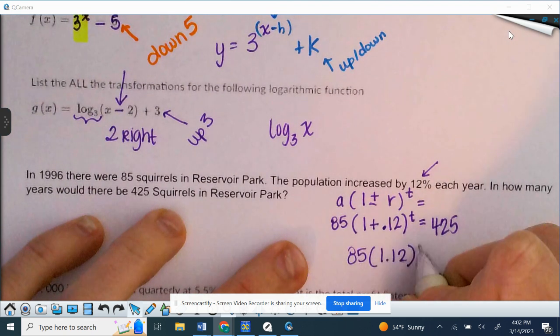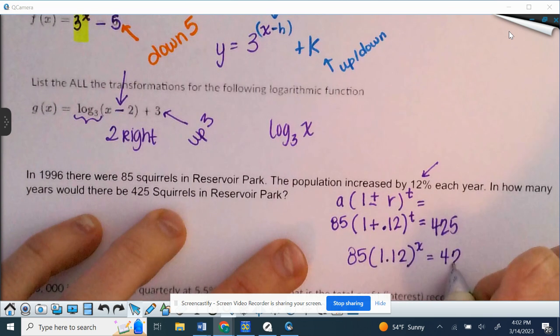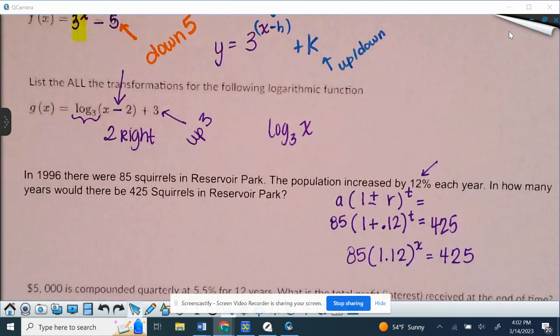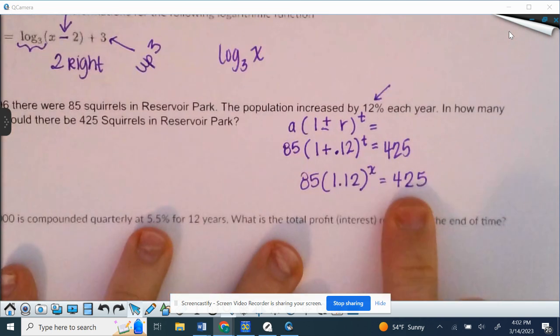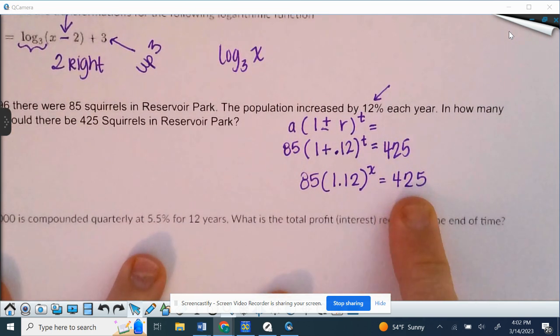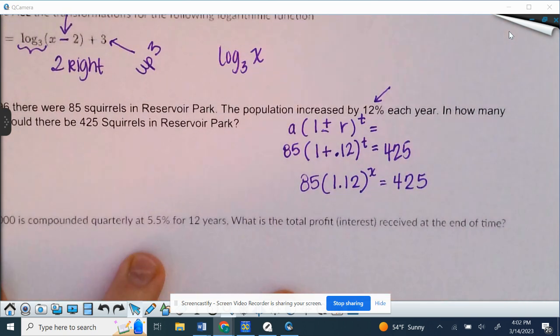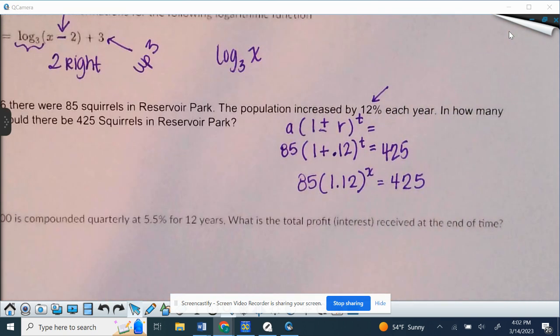You can leave T or you can put an X if you like, equals 425. Again, just like solving our previous one, this one may not be as much fun to find in Desmos because the horizontal line at 425 is going to take you a long time to get up there. But you could put the left side in line 1, right side in line 2, and then go find their intersection, because that would be your X.